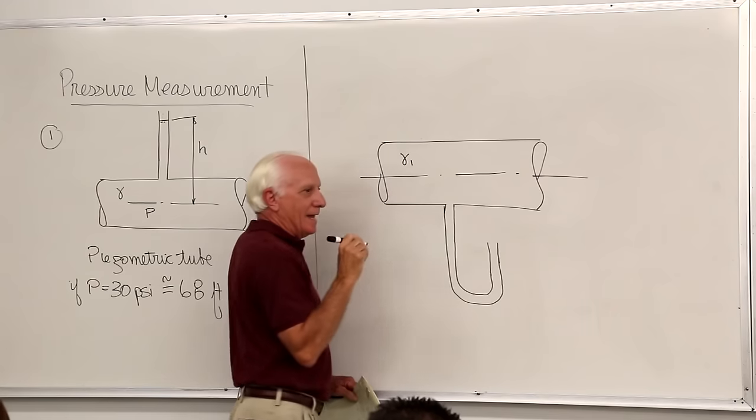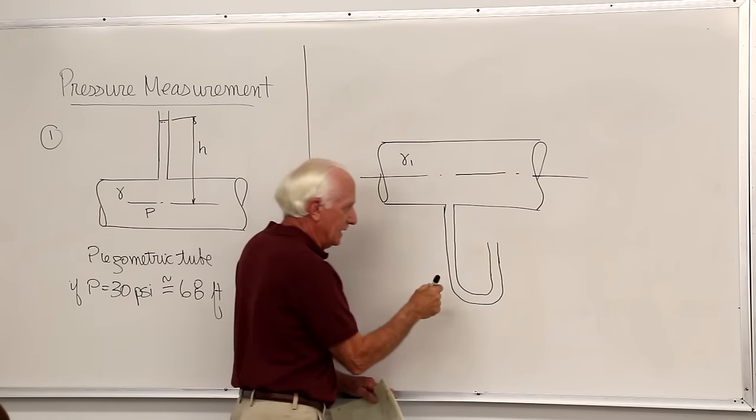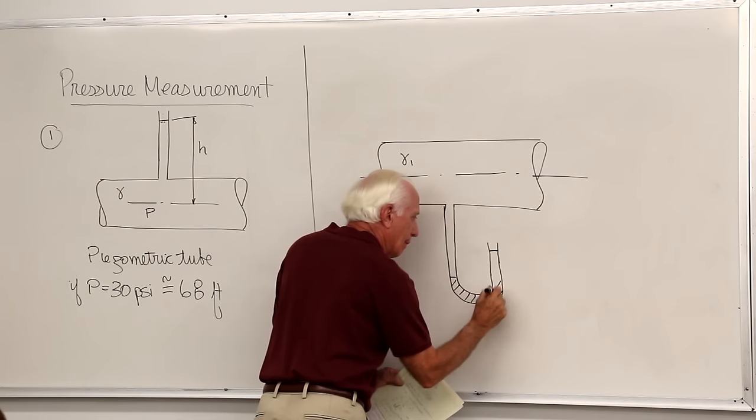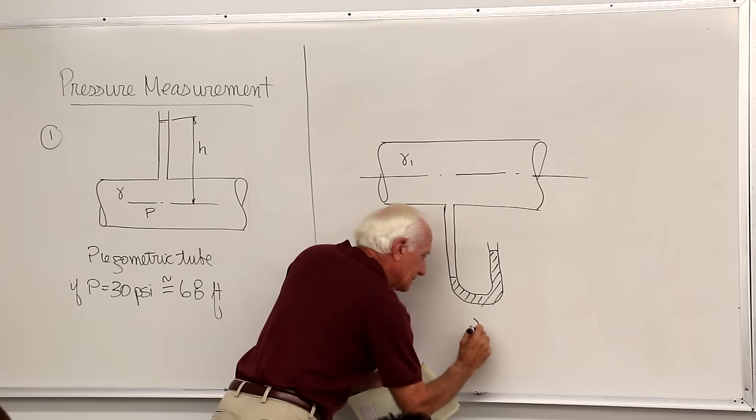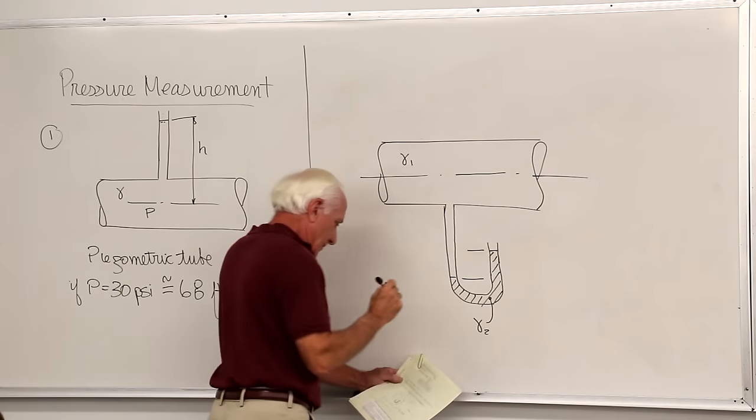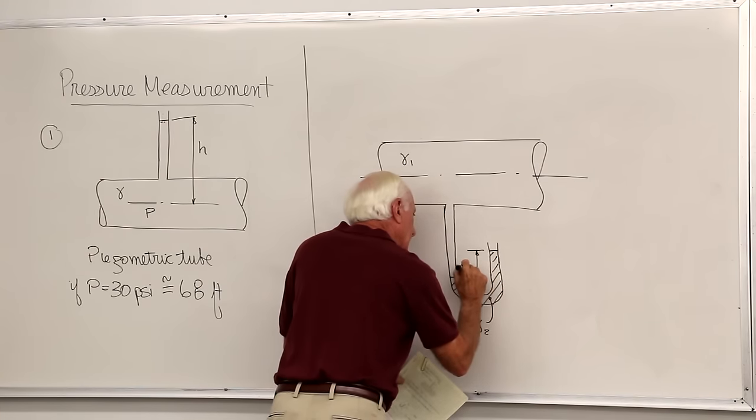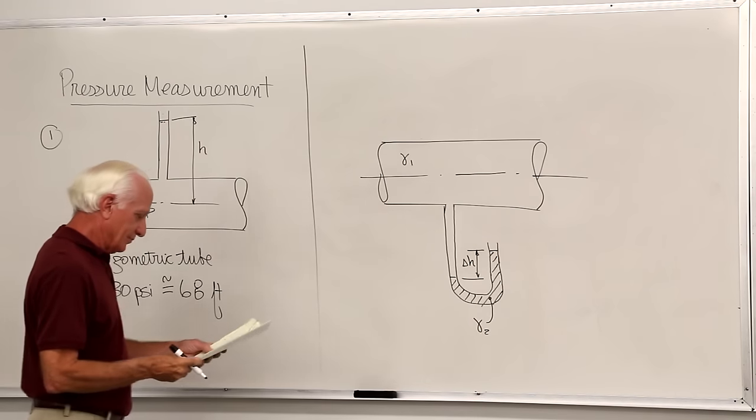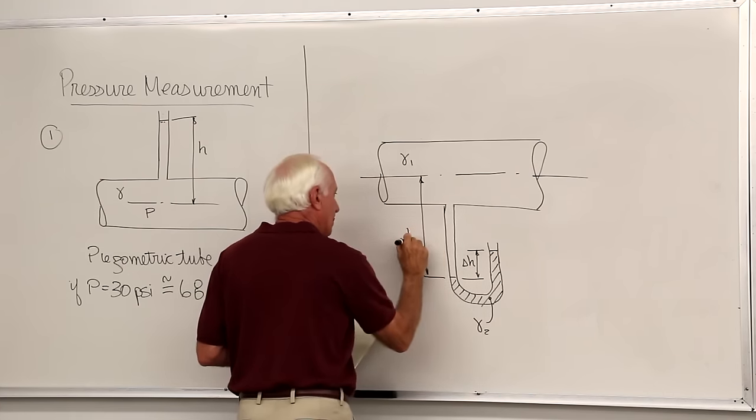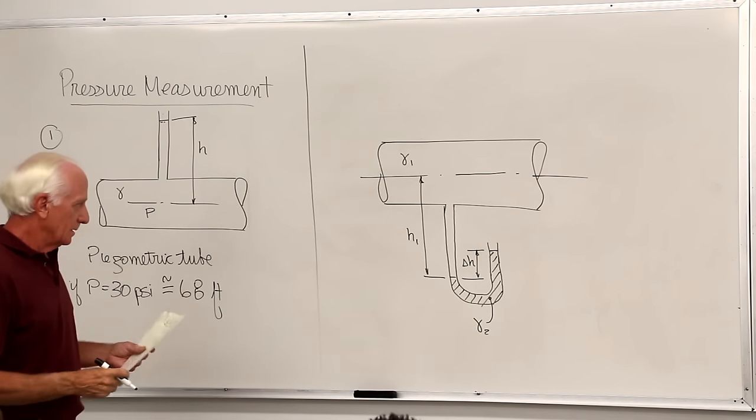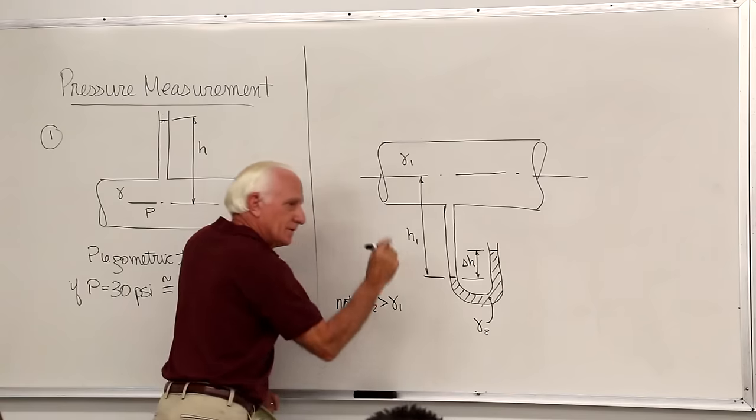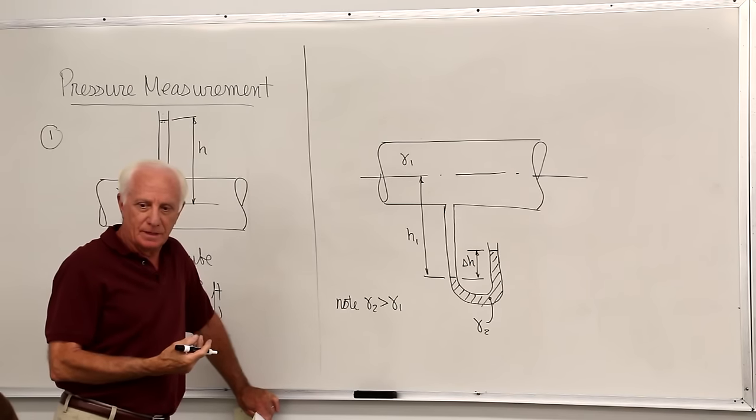This is a fluid, gamma 1. A heavier fluid, bigger gamma, is put in here. This fluid is gamma 2. Okay. This difference is our reading, delta H. This distance from here to here is H1. Note, gamma 2 must be greater than gamma 1. This heavier liquid drops down into the U-tube and under.